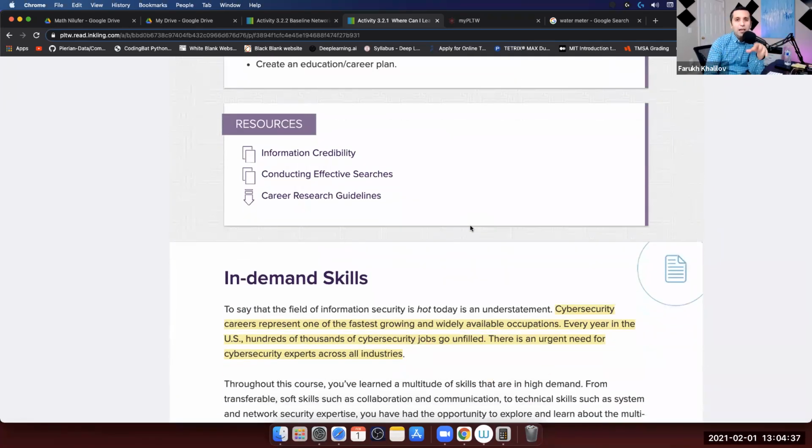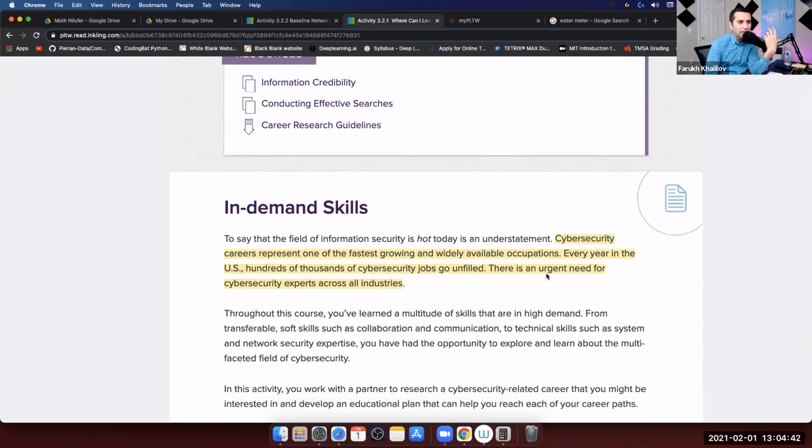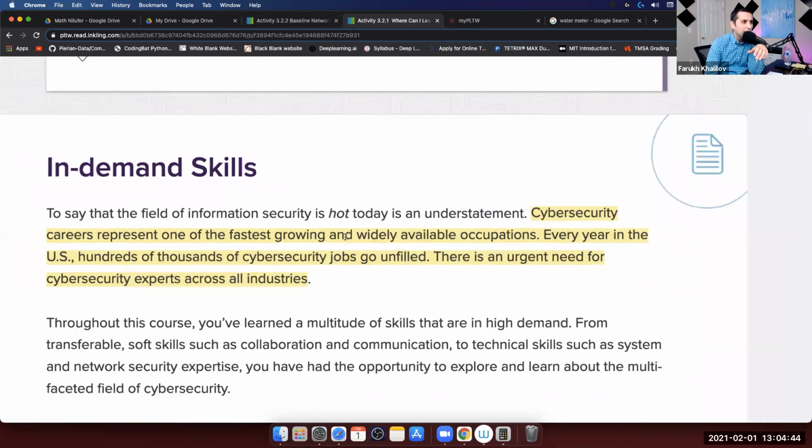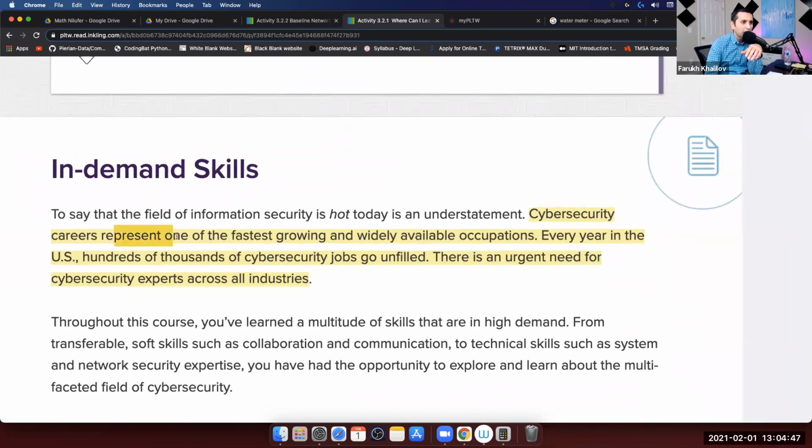So if you have time, guys, it's optional. If you have time, just go ahead and read it to get some information. I just highlighted some of it. It says that cybersecurity careers represent one of the fastest growing fields in the world right now. Every year in the United States, hundreds of thousands of jobs are unfilled. And recently, I was googling this morning, and the New York Times says that 3.5 million jobs are unfilled right now in 2021. Can you imagine how big that is?